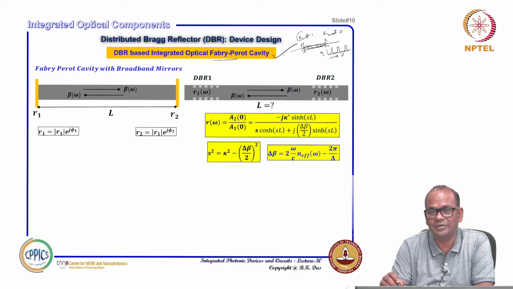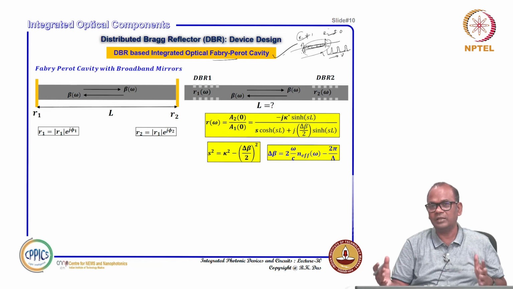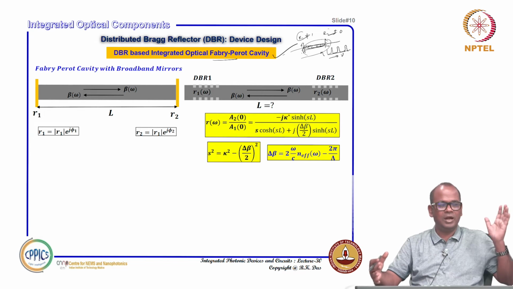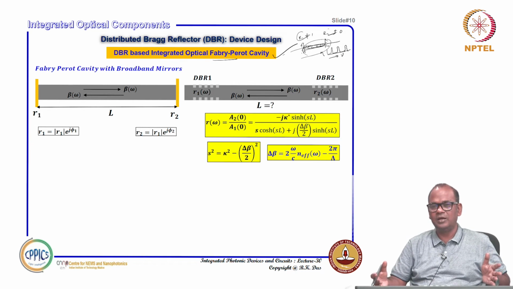That Fabry-Perot cavity was first used by Maiman, who first demonstrated the laser around 1960. For the laser demonstration they used this type of cavity. At that time it was bulk, with an active medium and partial mirrors on both sides, and that is how the laser was demonstrated.